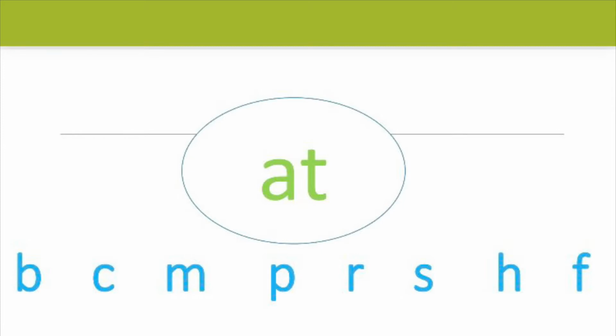Now let's make the sound of each letter. B says B. Come on. B says B. And C says K. C says K. M says M. M says M. P says P. P says P. And R says R. R says R. S says s. H says h. And F says f. F says f. Brilliant! Pat yourselves on the shoulder.